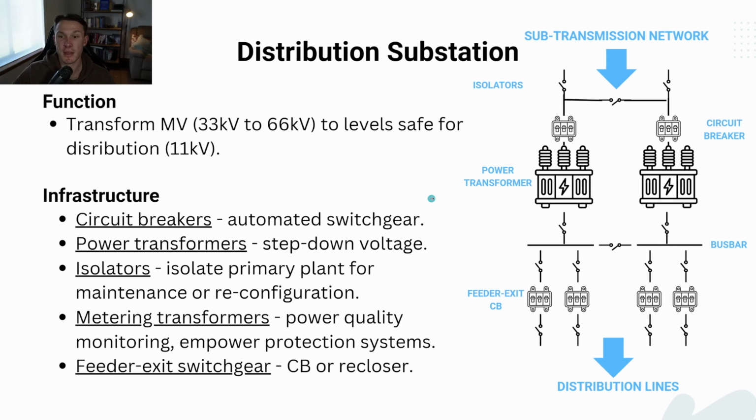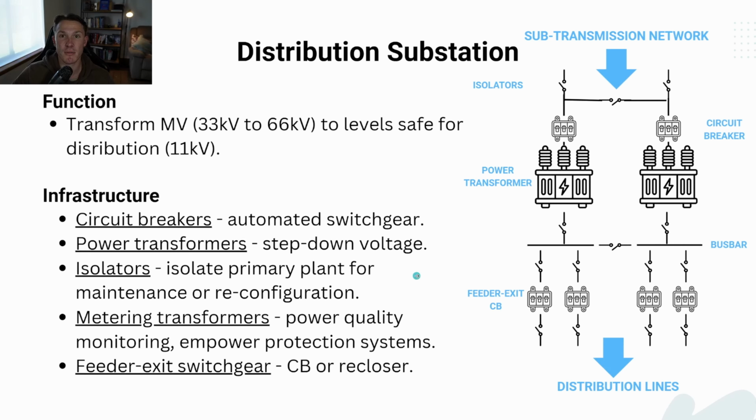As I've got on the left here, common infrastructure are circuit breakers, which are effectively automated switchgear that can be operated remotely by controllers, but can also be operated by protection devices. Power transformers, which as I detailed before, have the primary role of stepping down and stepping up voltage, whether power is flowing in reverse back to the sub-transmission network or in the forward direction. Isolators, whose primary role is to isolate primary plant for maintenance or reconfiguration. These are largely manually operated.